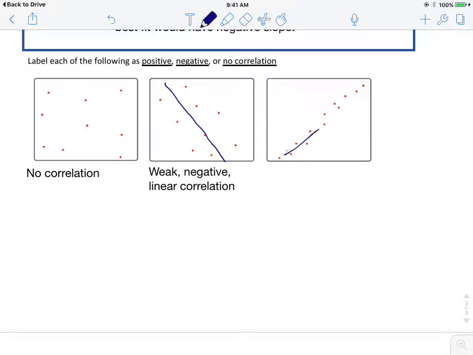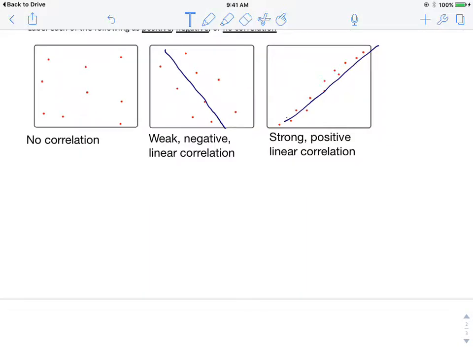I can draw a line of best fit, so it is a linear correlation. And as I move from left to right, it increases, which gives us a positive slope to our line of best fit, so a positive correlation. This last example has a strong positive linear correlation.